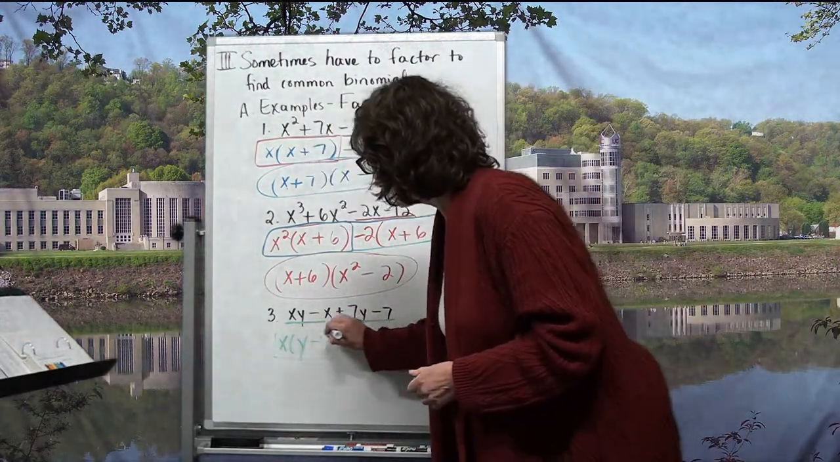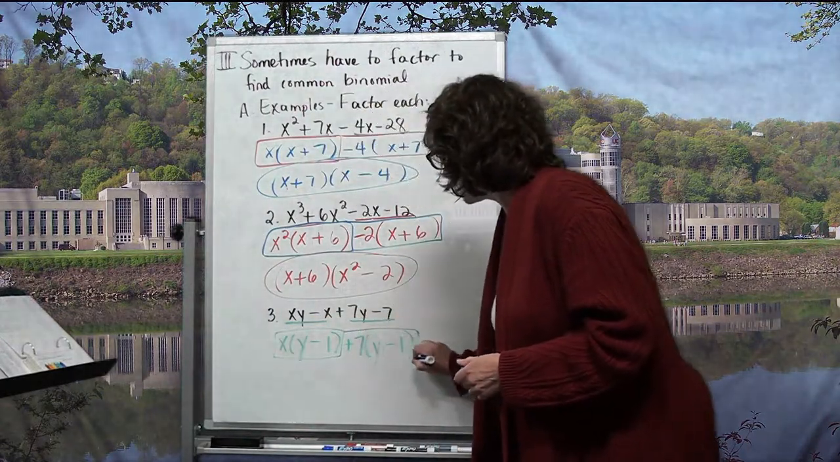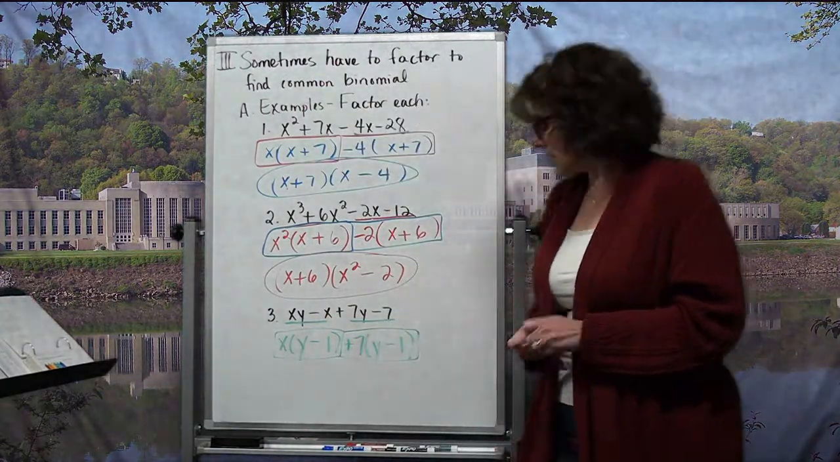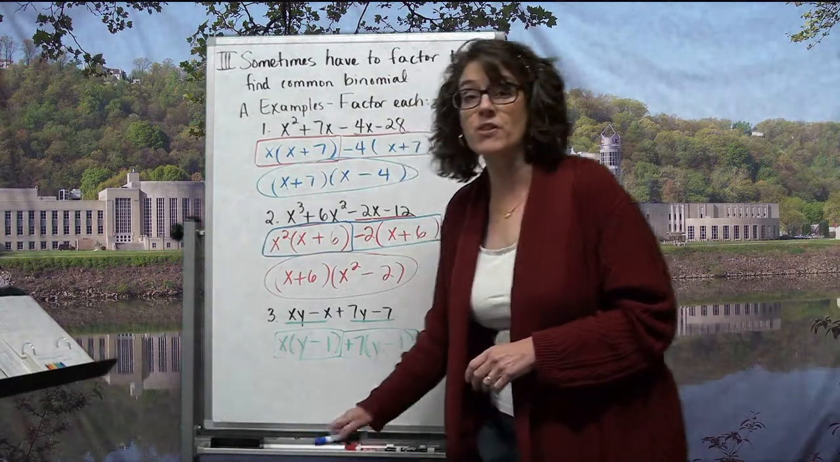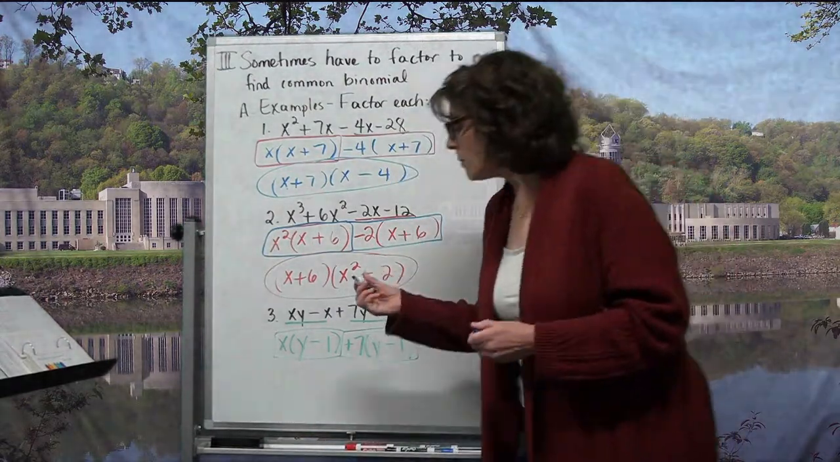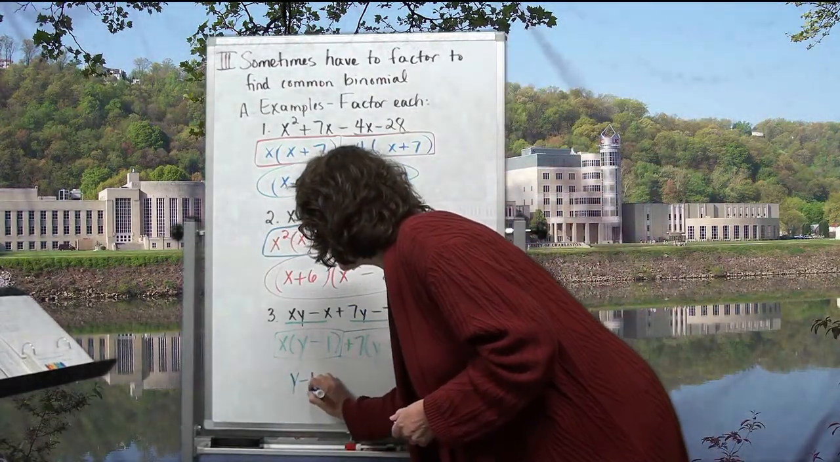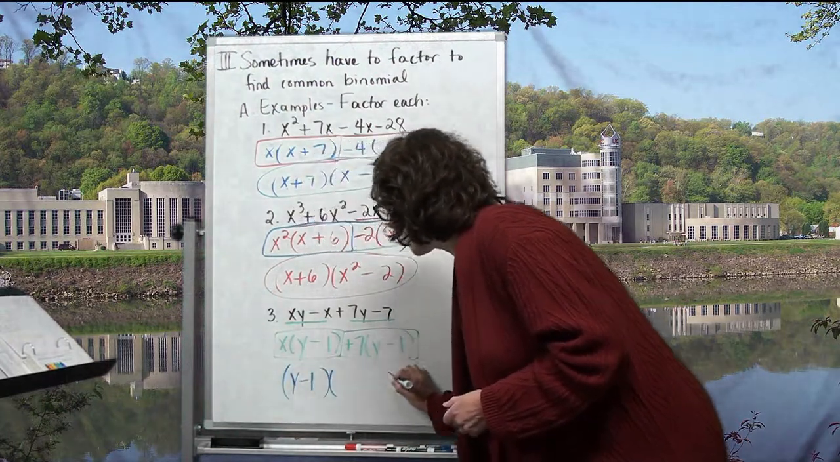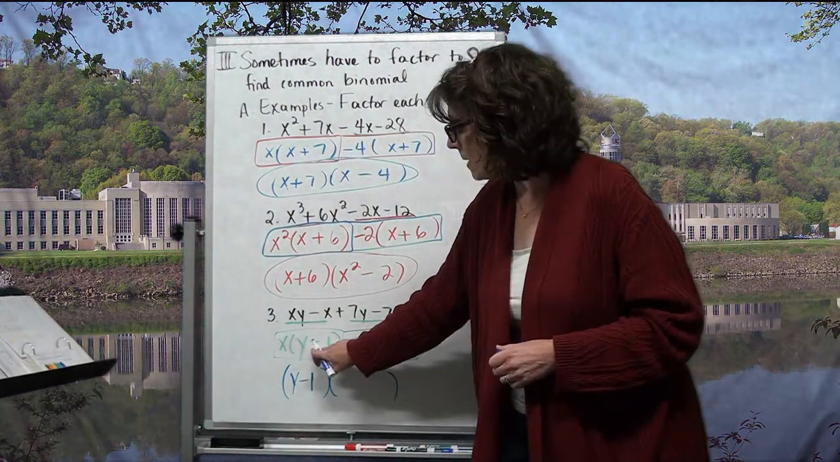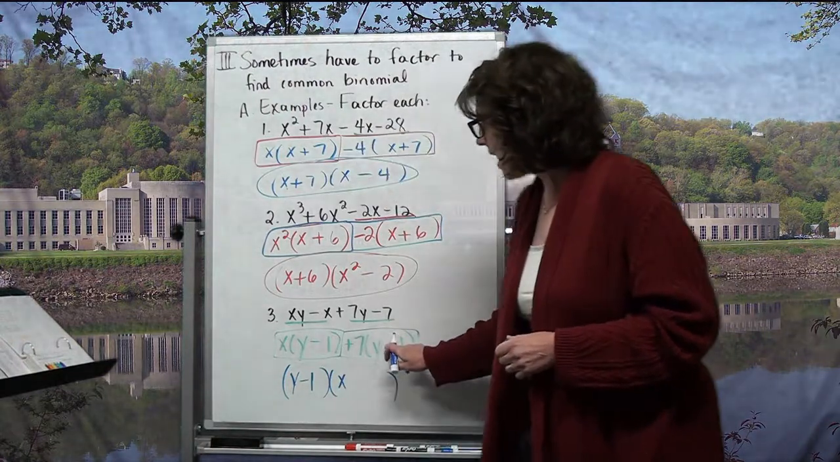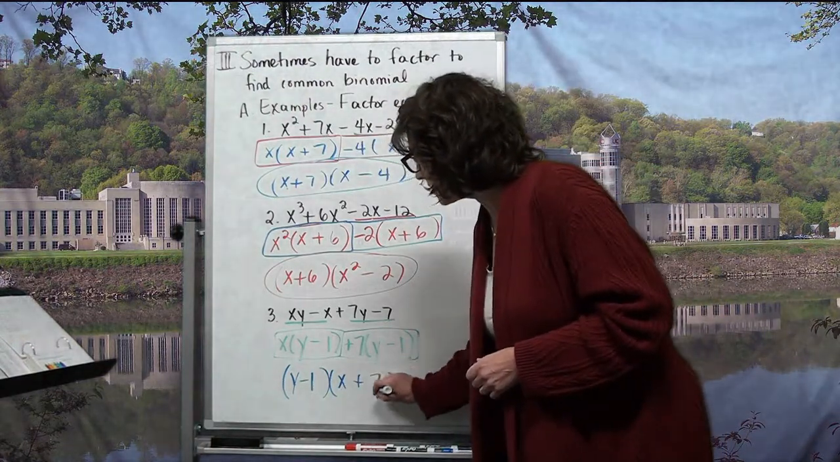One right here, and then one right here. Notice that within each of those, they both have a common parentheses, that y minus 1. So I'm going to divide that y minus 1 out, let it sit in a parentheses, and write down what's left. Take that y minus 1 out of here, I'm left with x. Take that y minus 1 out of here, I'm left with a 7.